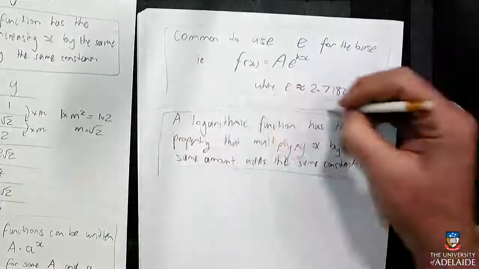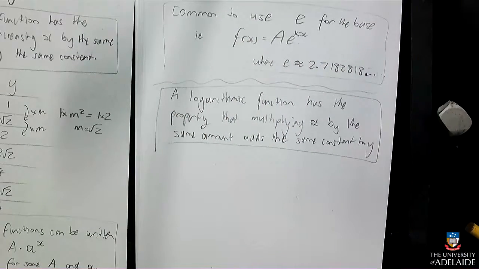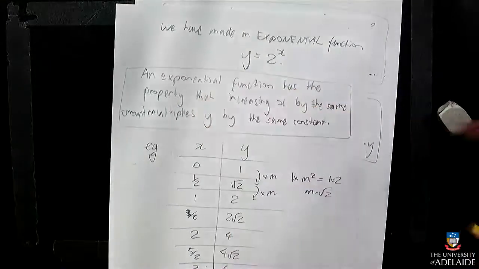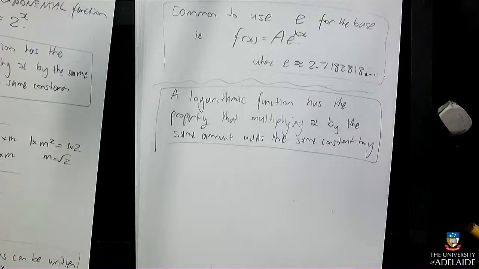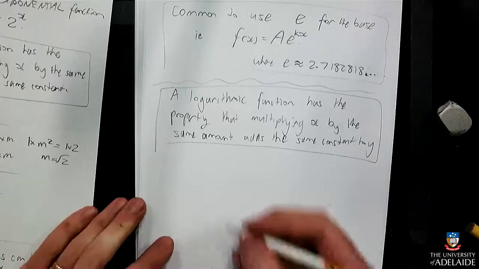So that's a logarithmic function. It's the opposite. In an exponential function, adding before produces multiplying after. In a logarithmic function, multiplying before produces adding after. And you've seen this, and you've seen it for years and years. Watch.